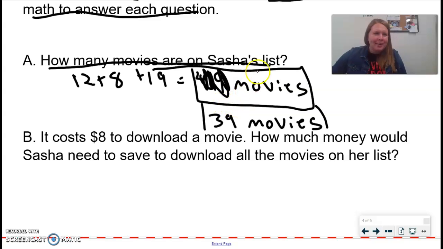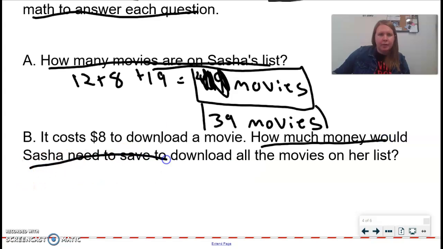All right, so B then. It costs $8 to download a movie. How much money would Sasha need to save to download all the movies on her list? Well, again, here's my question. How much money would she have to save? The important part, I would say, your clue word probably is going to be in this phrase here, but the $8. This is going to turn into being a multiplication problem.